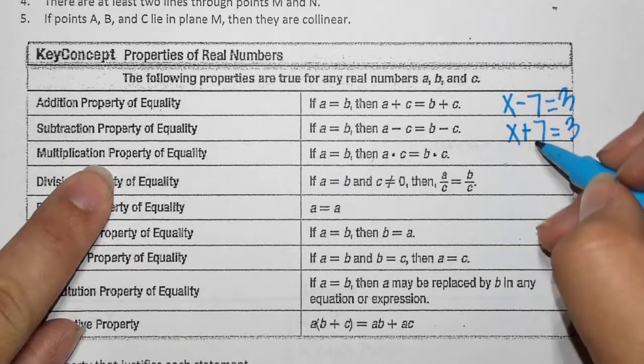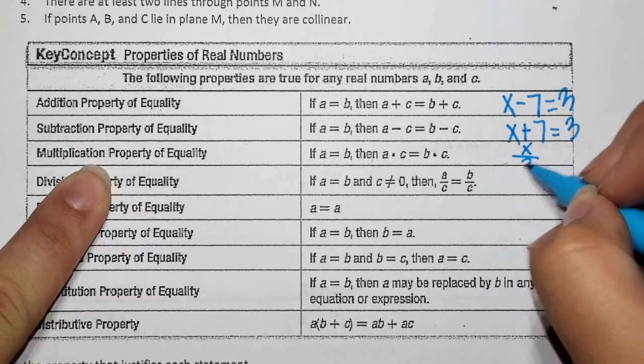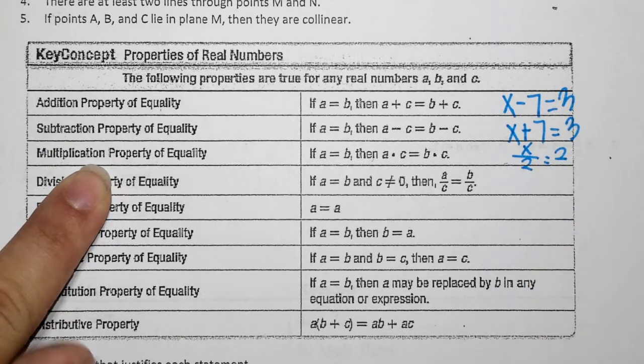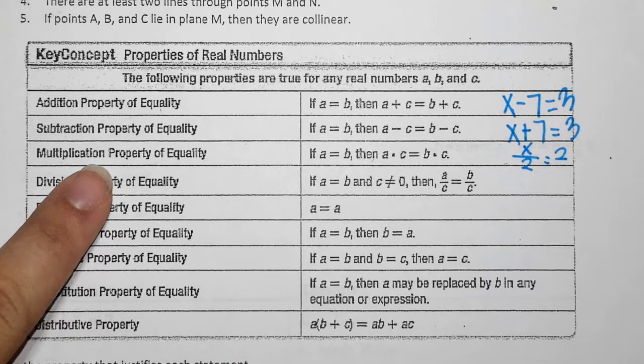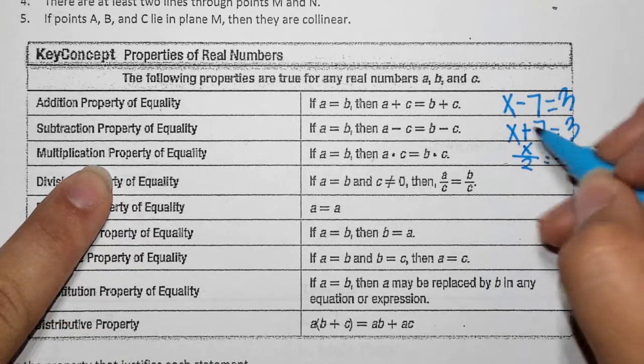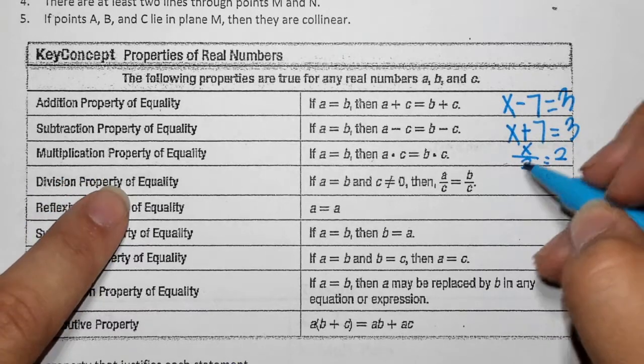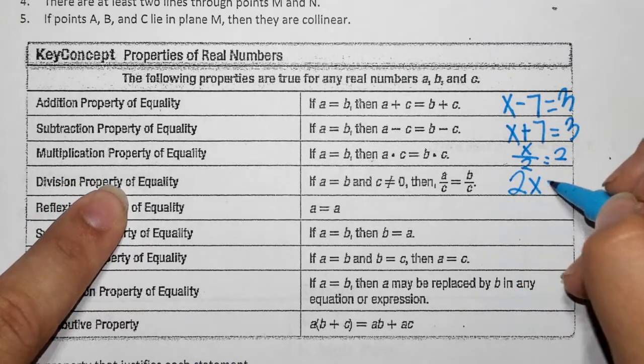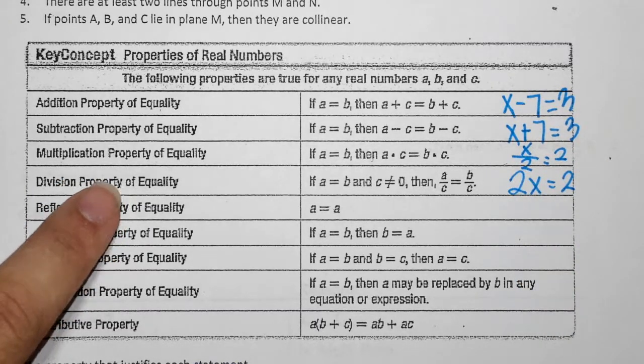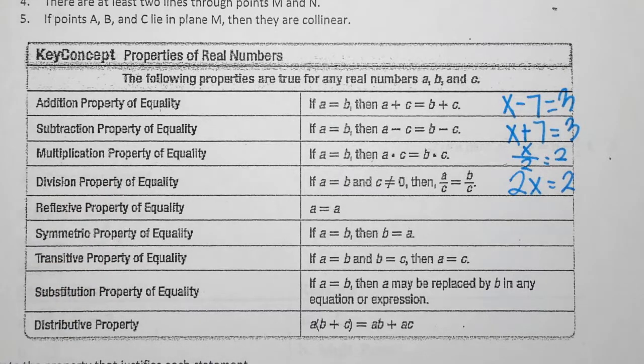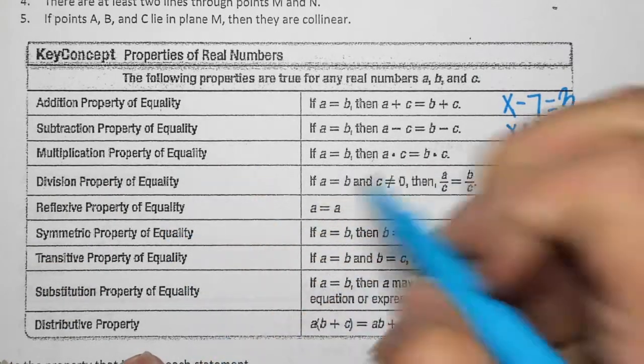Okay, multiplication. What about if it's divided? Then I can multiply to get rid of it, right? So that's actually the multiplication is opposite of what you see. And then division, if I have 2x equals 2, I would divide, right? Here's where they get different, but you've still heard of these.